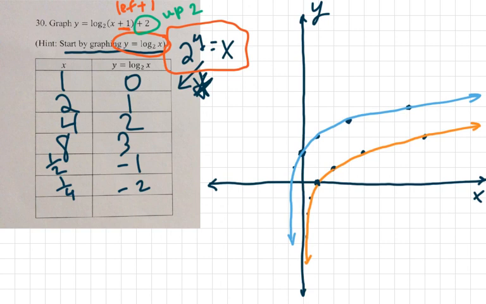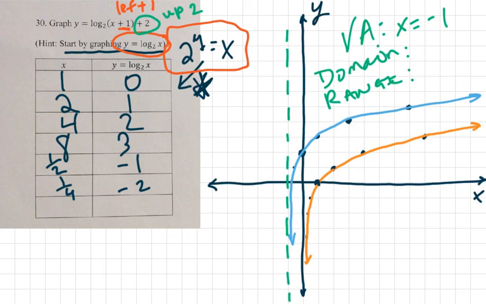And because we had a left shift, our vertical asymptote shifts left by 1. So in this case, my vertical asymptote is going to be x equals -1. We can also think about what our domain is. Our domain, or our x values, start at -1 without touching -1, so we put that in parentheses, and it goes forever to positive infinity. Our range is going to be from negative infinity to infinity.